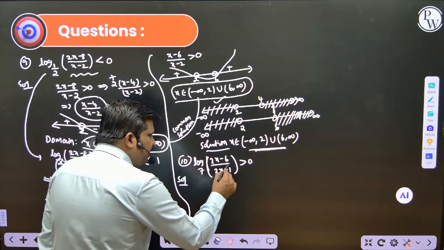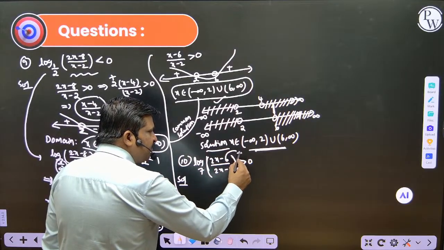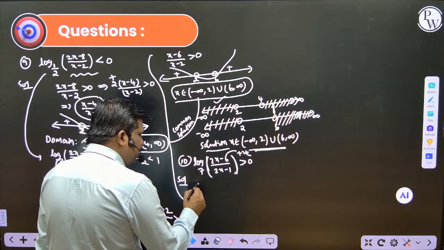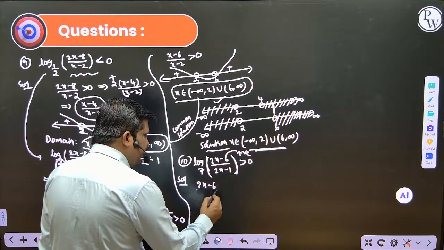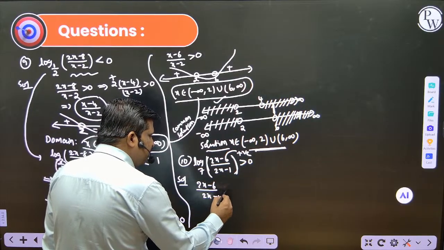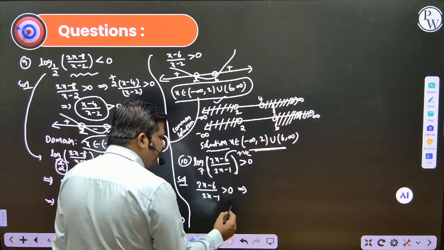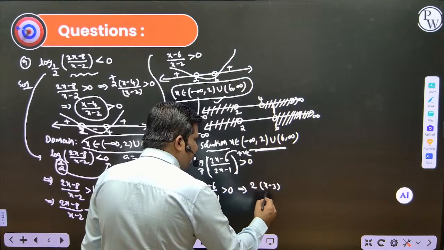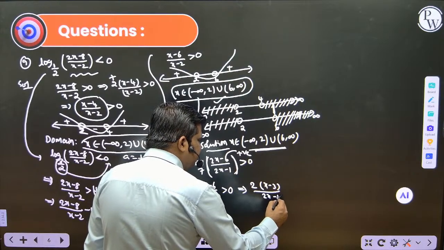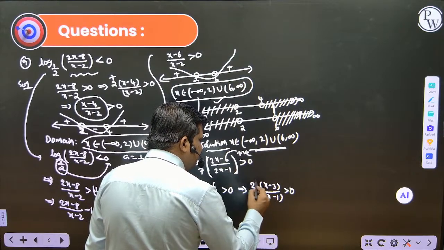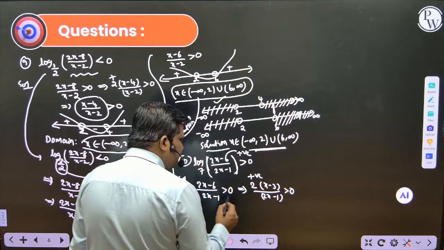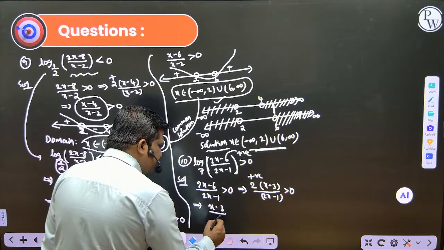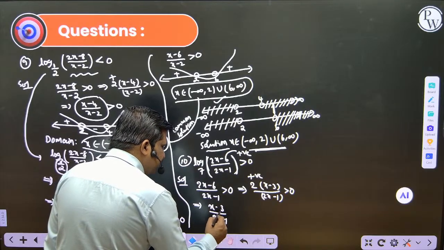Here the log of the function is there, so this function should be positive. That means (2x minus 6) by (2x minus 1) should be positive. It implies, taking 2 common, (x minus 3) by (2x minus 1) greater than 0. Because 2 is positive, the sign depends only on (x minus 3) by (2x minus 1).